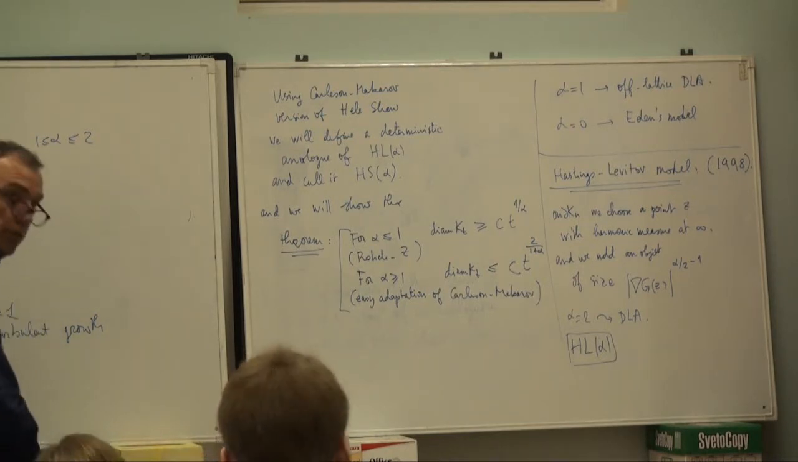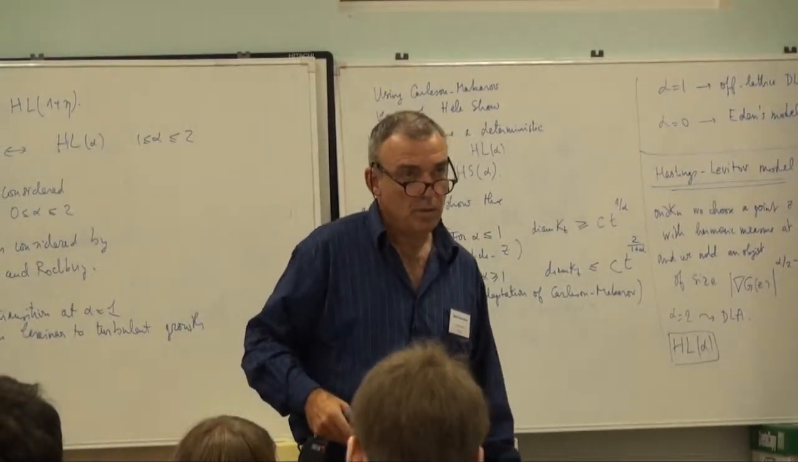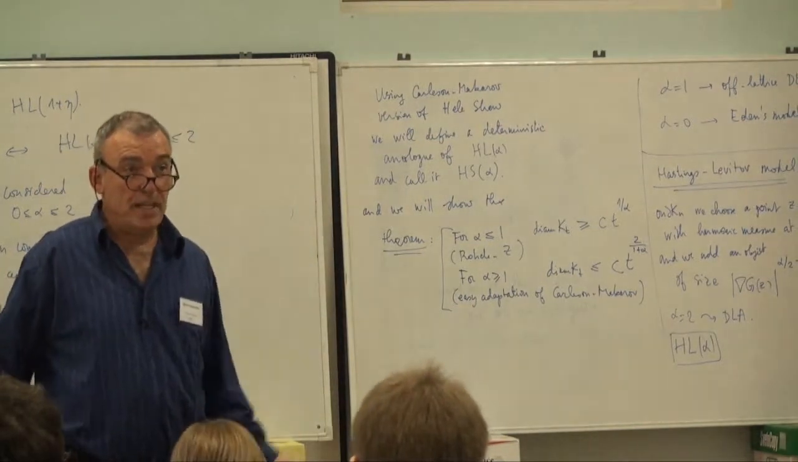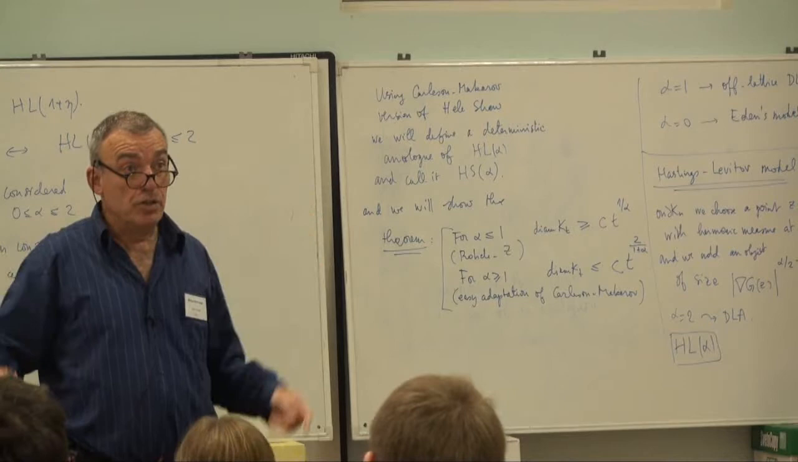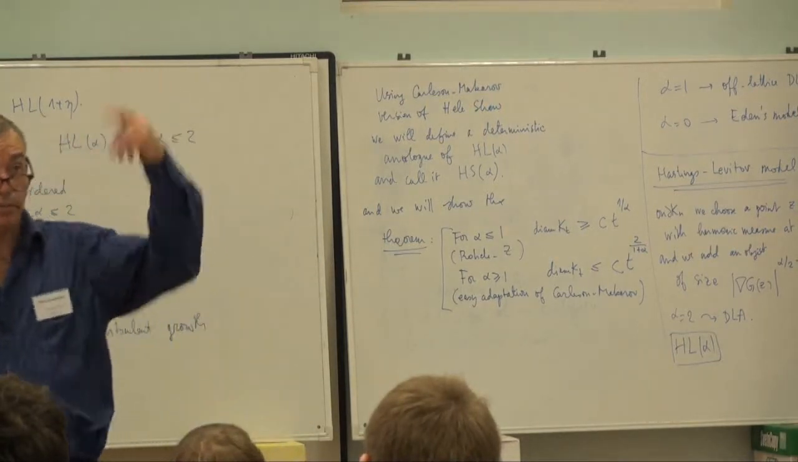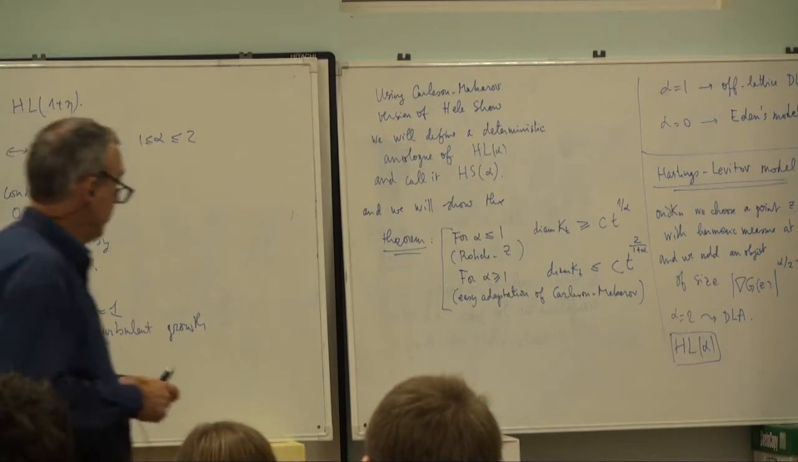I'm sorry, I missed something. Did you say that alpha equals 0 corresponds to the trivial growth? Yes, but then the growth is exponential. The size of the set at time t is e to the t. So it's very, very fast growing.